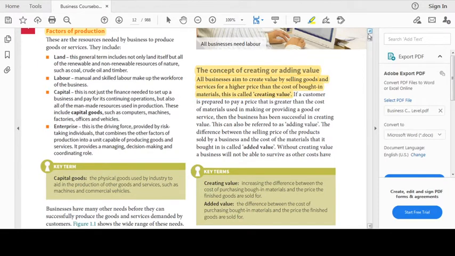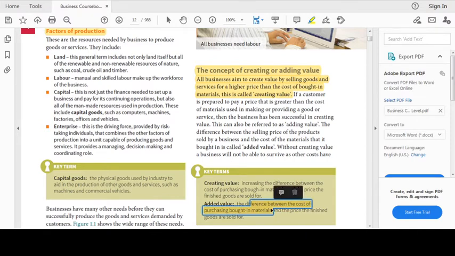Okay, let's move to this page again. Now we already know what a capital good is, what creating value is, and what added value is. Added value is the difference between the cost of the bought-in materials and the price of the finished goods. So what is added value? It's basically a difference. You purchase cement for maybe 100 reals, and out of the cement, wood and rocks, you got all these things for maybe 5,000 reals, and then you made a house and sell that house for 100,000 reals. This difference is added value.